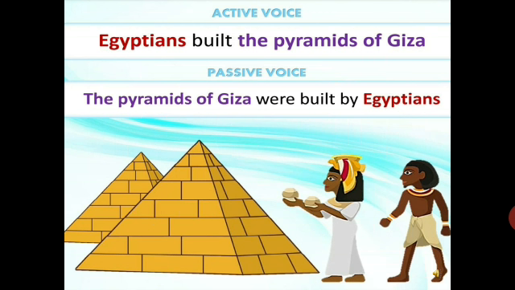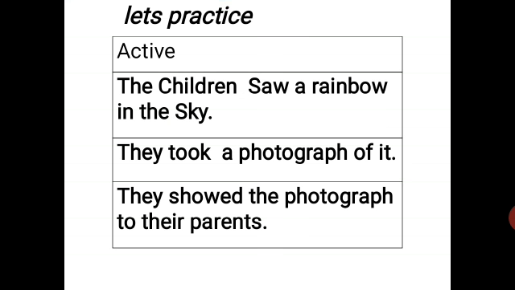Egyptians built the pyramids of Giza. Now you change? Yes, you are right. We will start with an object, that is the pyramids of Giza. Then we will use the helping verb, that is were. Why are we using here verb were? Because it is in plural form. So the pyramids of Giza were built by Egyptians.